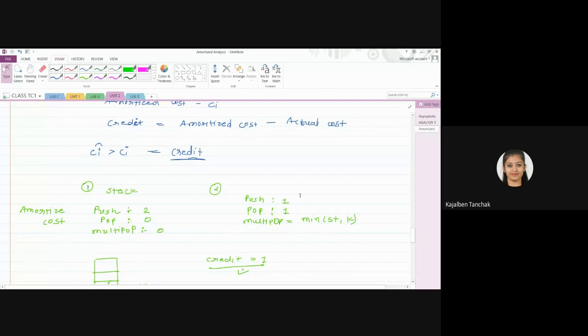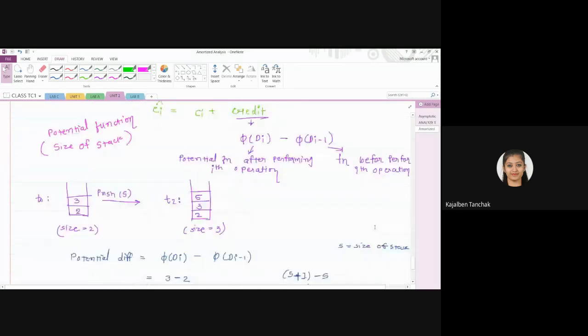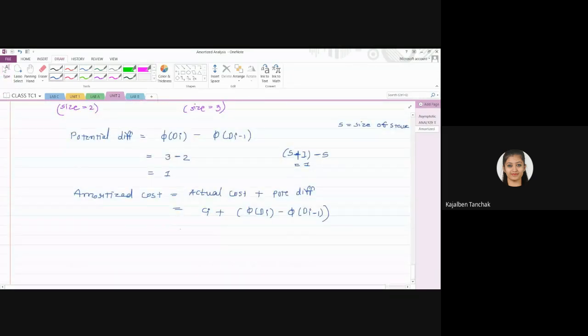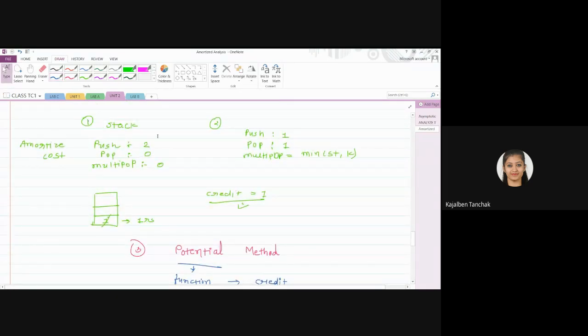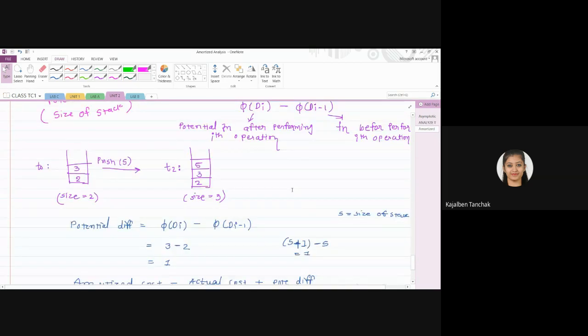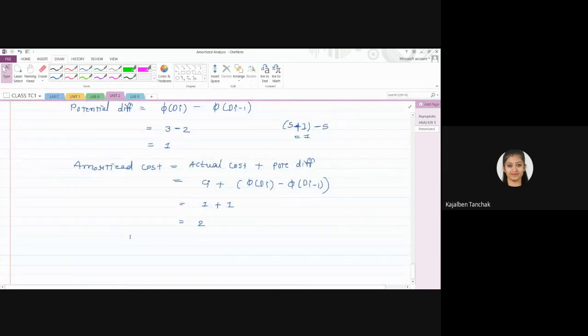Now we already have the actual cost. Here we have defined the actual cost for push, pop, and multi-pop. The actual cost for push is equal to 1 plus the potential difference we have found, that is also 1. So the amortized cost for push is equal to 2. That we have assumed earlier. So we have proved that the amortized cost for the push operation is 2 and the actual cost is 1. This is how we can prove it for the push operation.